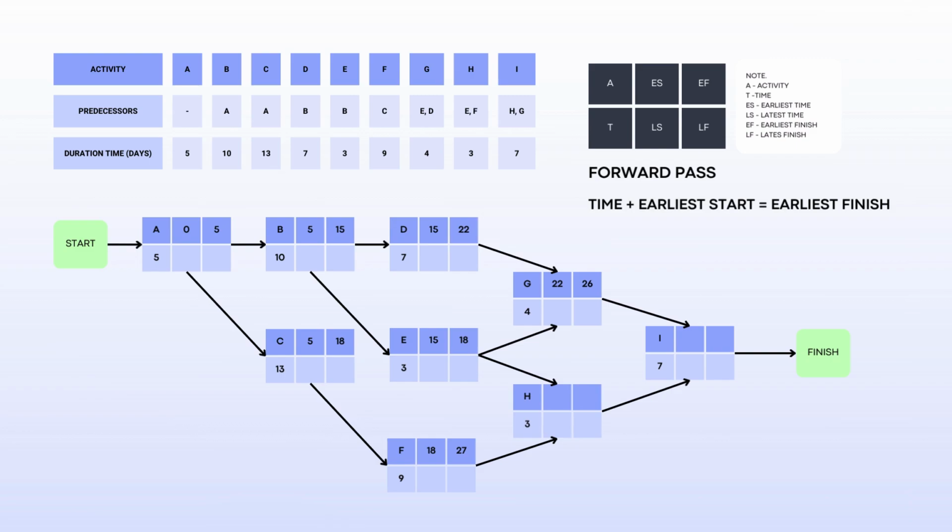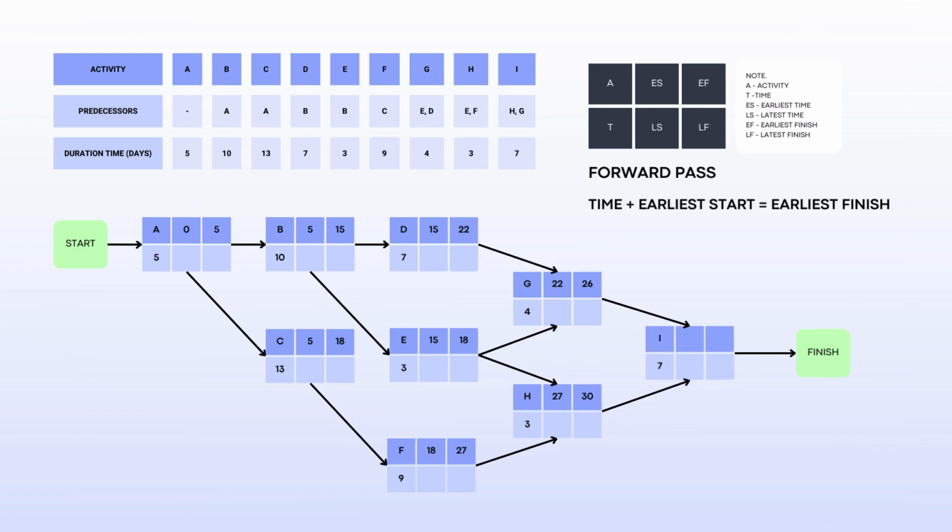Same process for activity H that is depending on tasks E and F. Since 27 is greater than 18, we will be using 27 as the earliest start. So 3 plus 27 equals 30, which will be our earliest finish.